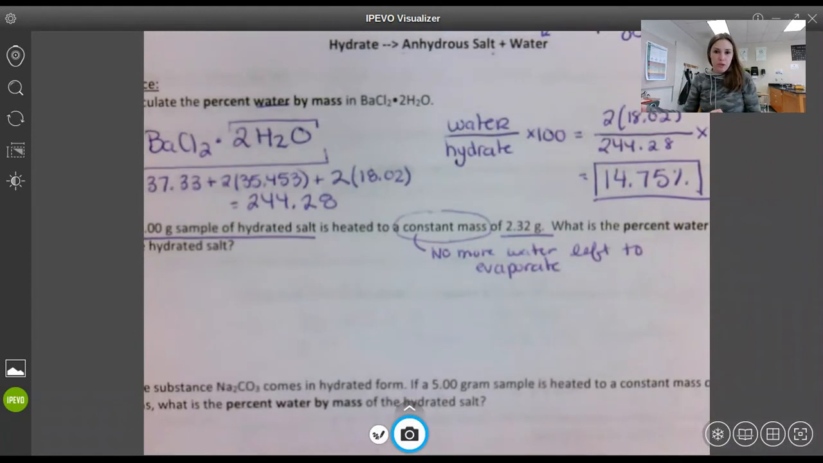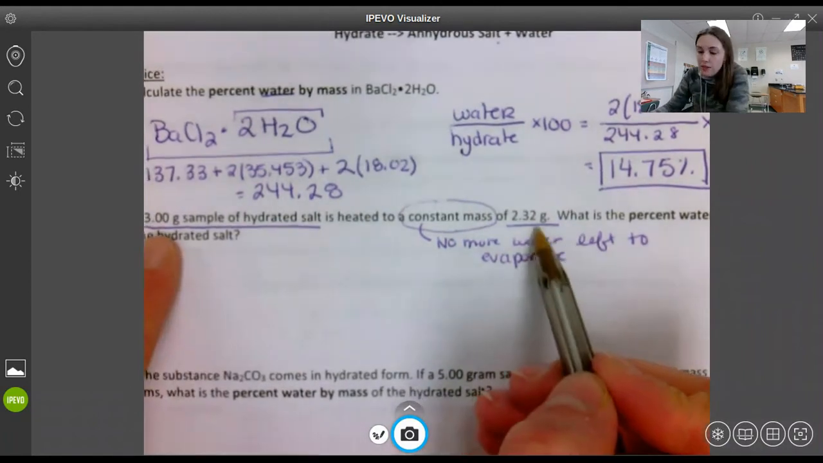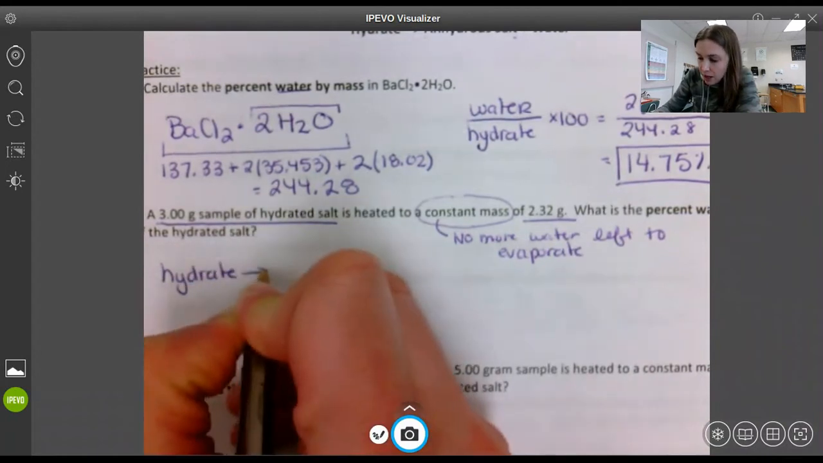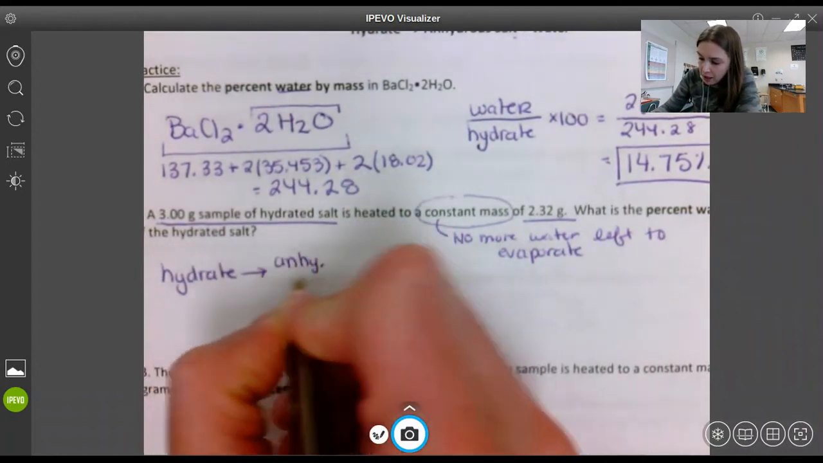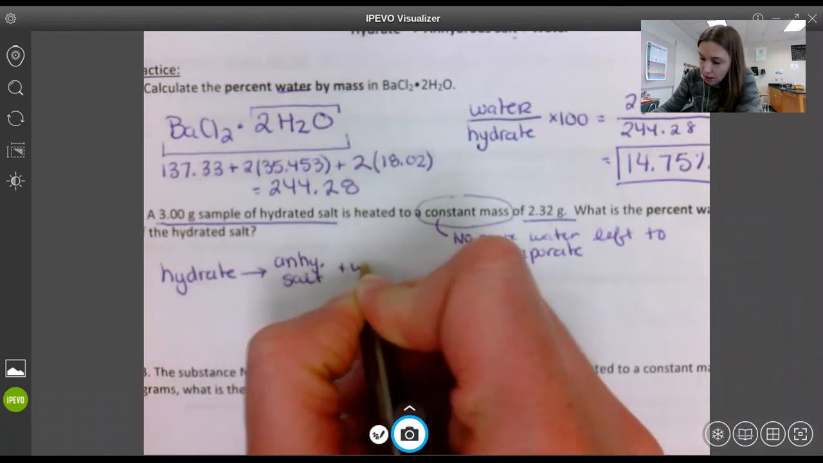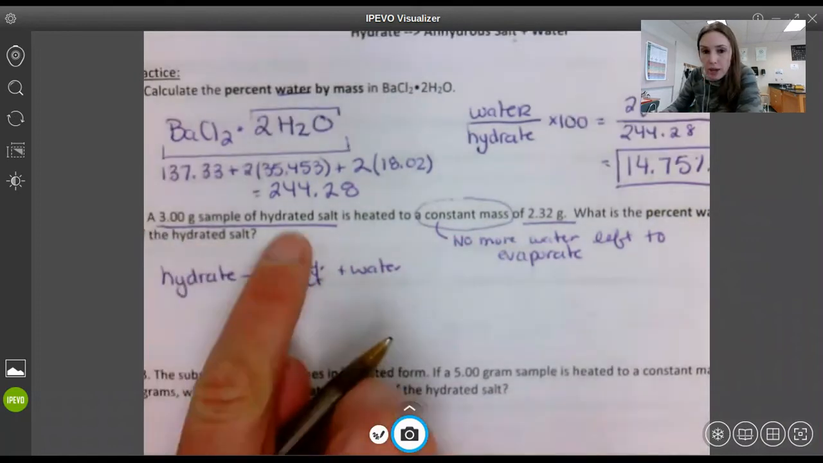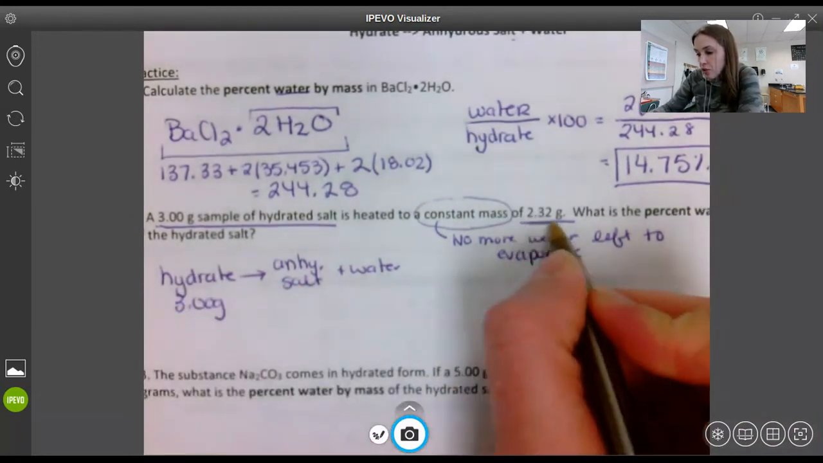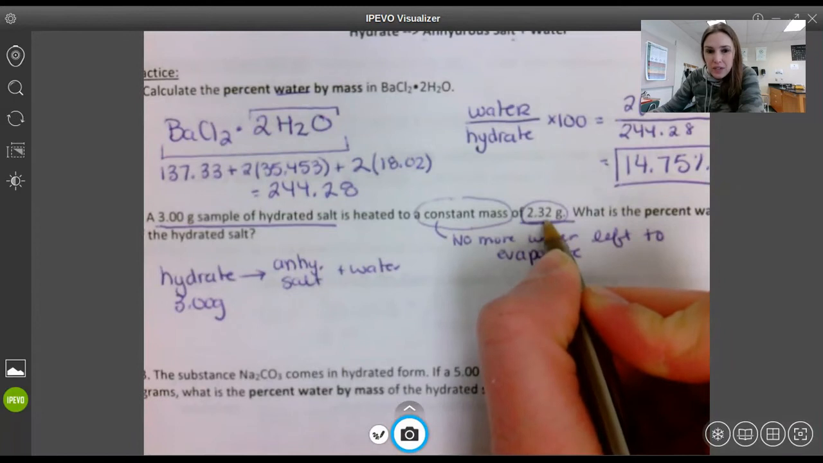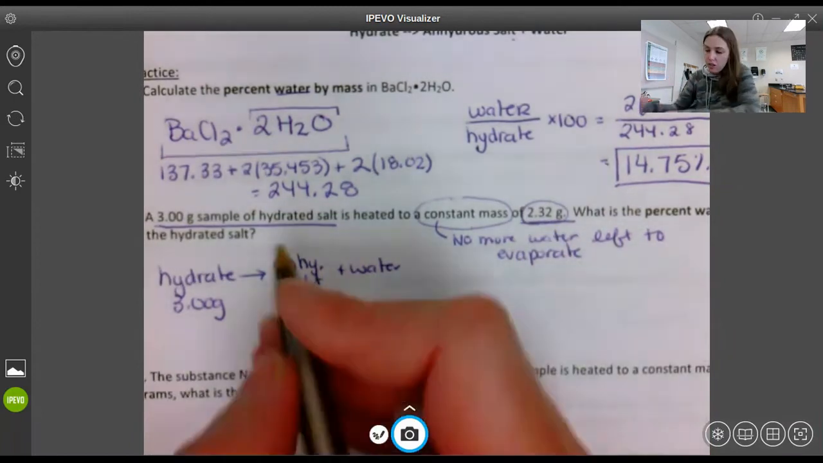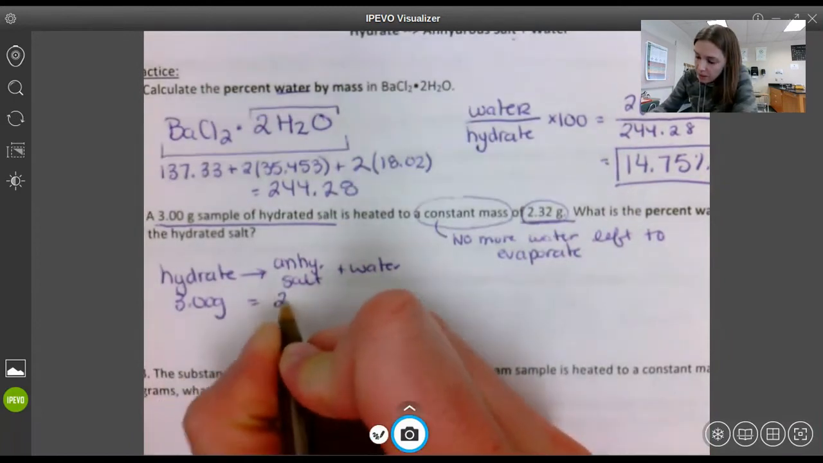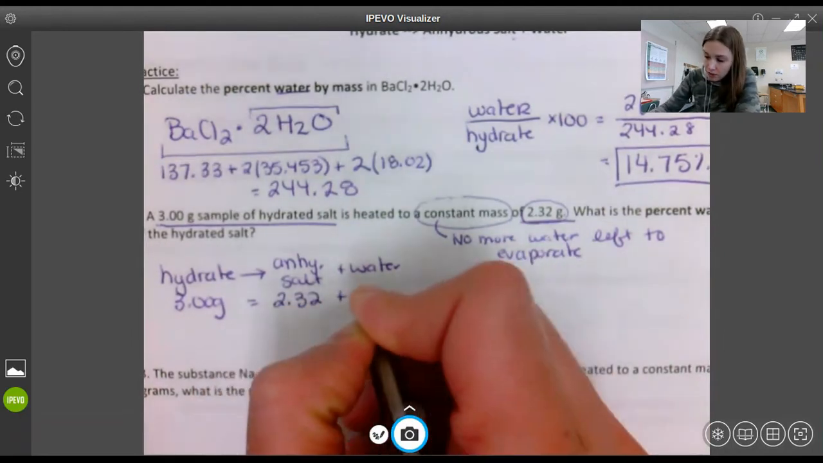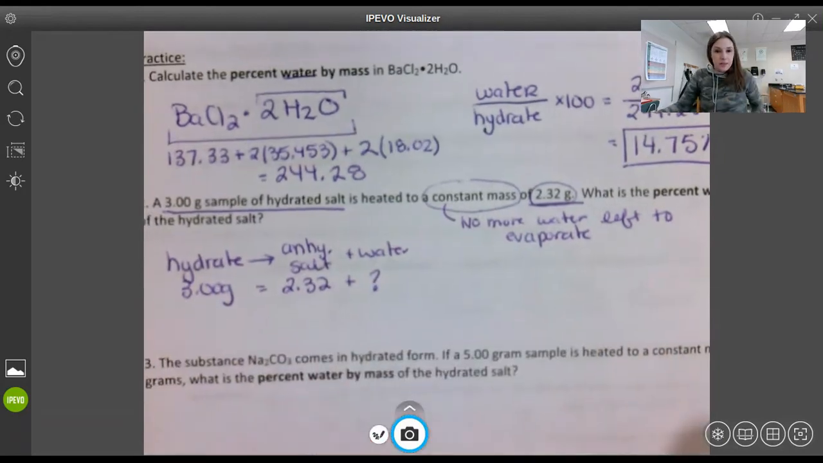Okay, all the water has been removed. So when we look at what these values mean, and we go back to this formula that I showed you up above, we're going to have a hydrate that we heat, and we're going to have an anhydrous salt and water. The 3 grams is the hydrate. Okay, and then this 2.32, this is what's left in the crucible or in our container. That is going to be the anhydrous salt. And then water, we don't know. So that's going to be X.